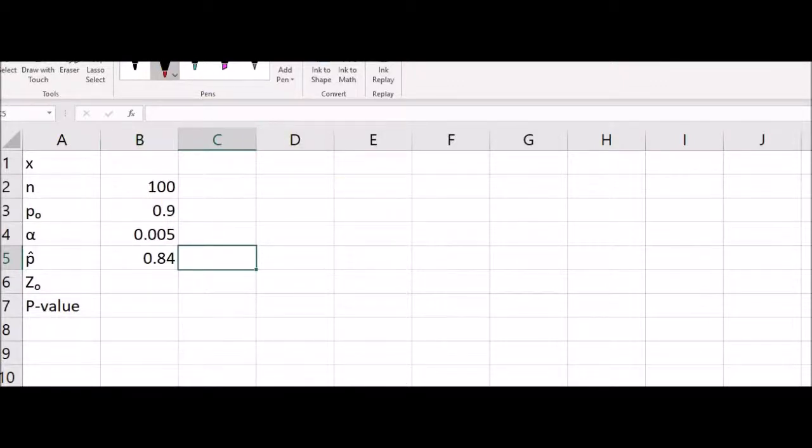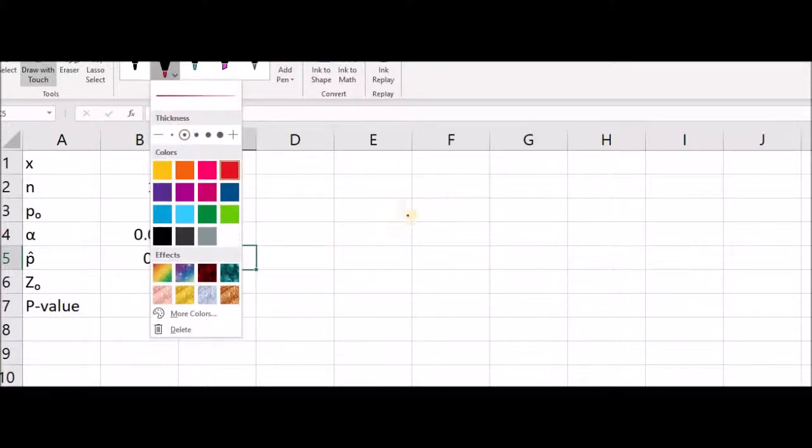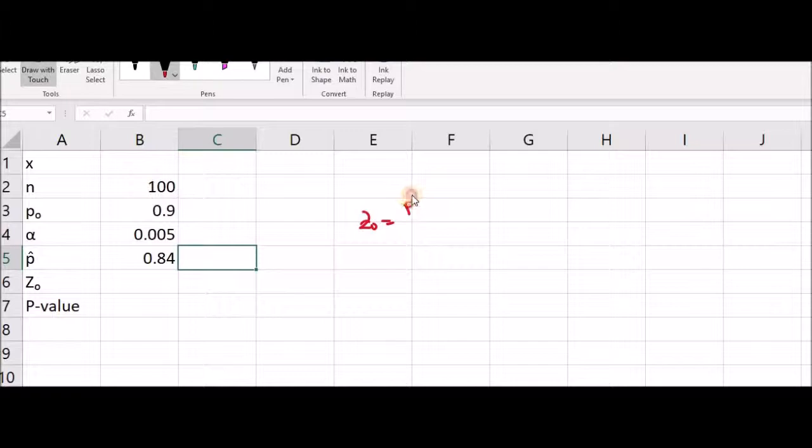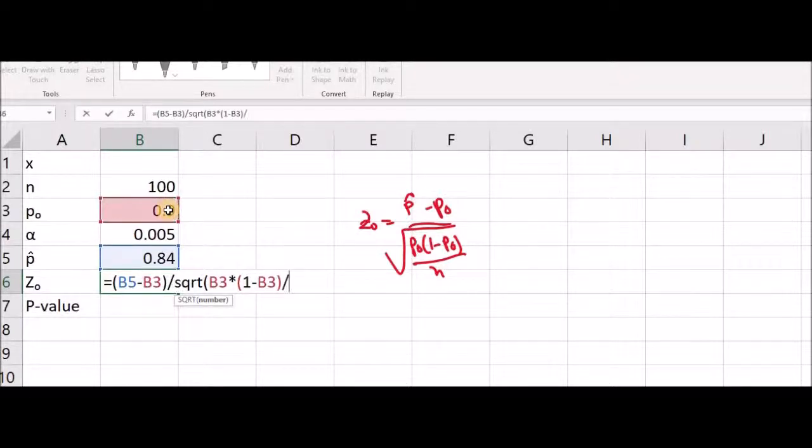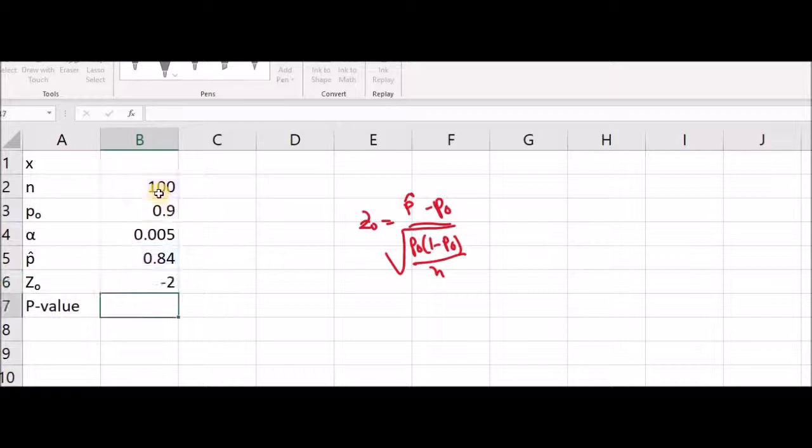To compute z0, we're going to use the formula for z0. The formula says z0 is equal to p hat minus p0 divided by the square root of p0 times 1 minus p0 divided by n. So I will go ahead and compute z0 right here. This is equal to, open parentheses, p hat minus p0, divided by the square root of p0 times 1 minus p0 divided by the sample size, which is 100. So then the z0 is -2.